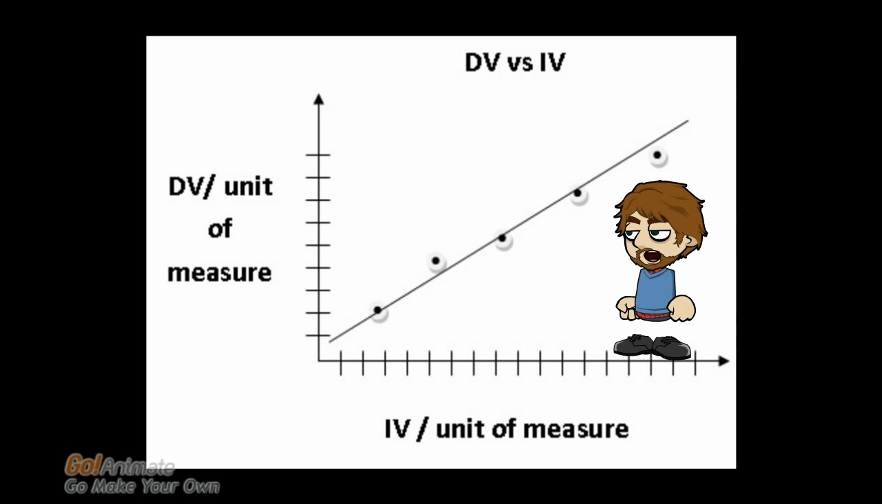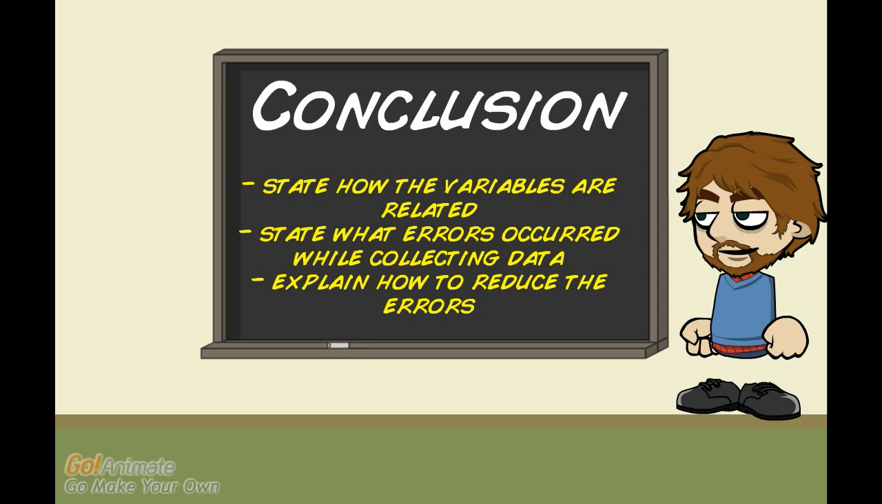We might also want to include two points from the graph to show that when the IV value increases, the DV value also increases. The second part of the conclusion is where we evaluate our procedure to identify where we might have introduced error or uncertainty in our measurements. Not only do we identify the error, but we also want to know what type of error it was, random or systematic. The last part of the conclusion tries to identify ways to reduce the error in our measurements.